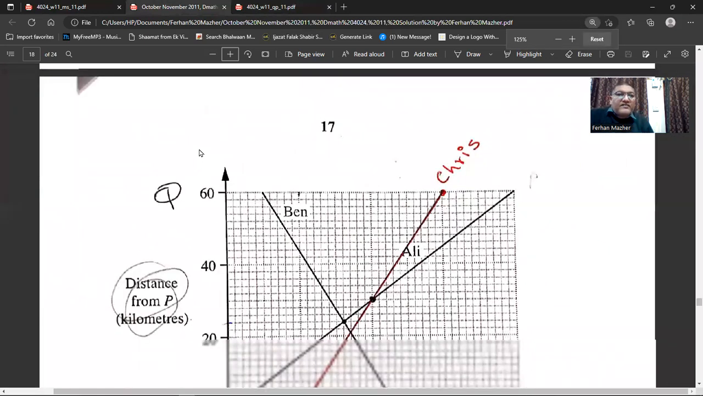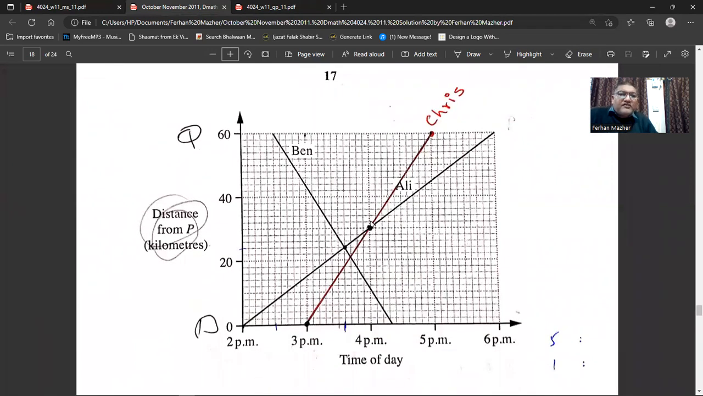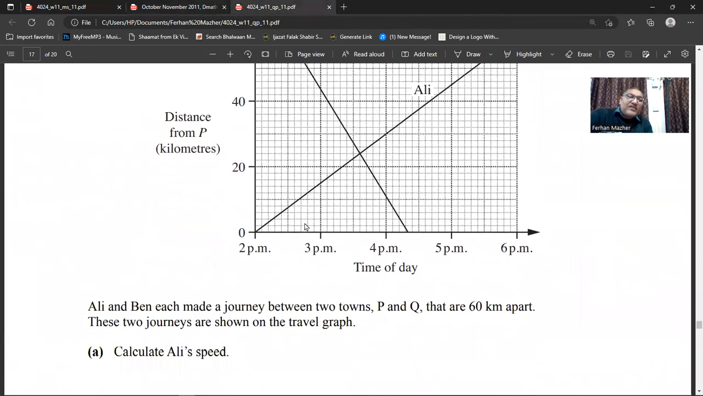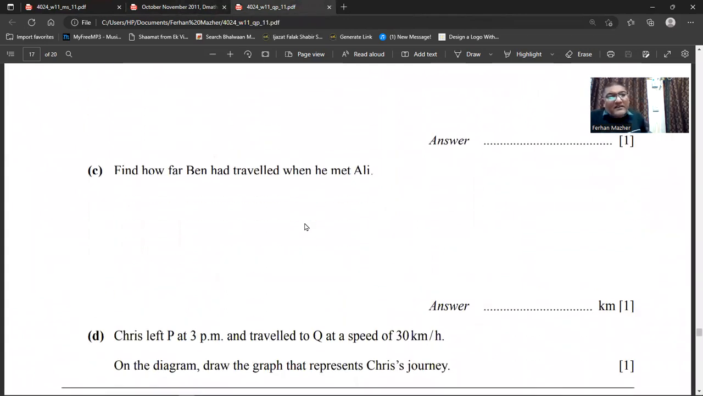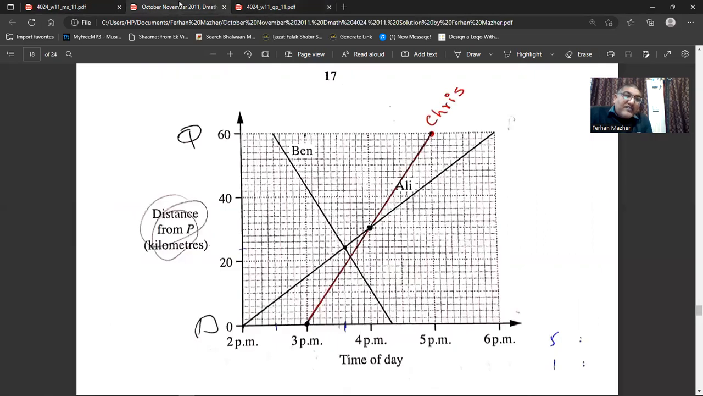let me reduce the size so you can see. Okay, so this is Chris at 3. In 15 minutes, he will cover 30, and in the next 15, he will cover 60. Because the speed is given, from the speed I can guess where to put the point. This is a distance time graph, and his speed is 30 kilometers per hour. So in 1 hour, he will cover 30 kilometers. In 30 minutes, he will cover 15 kilometers. So that's the trick.